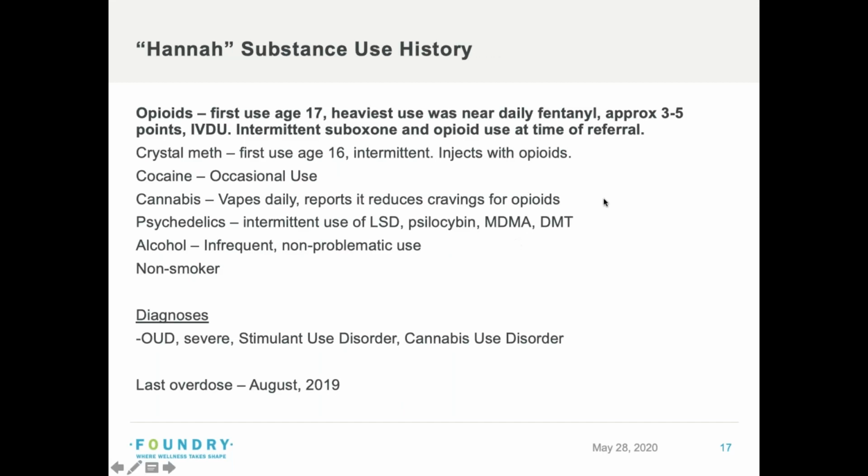So Hannah's substance use history, she first used opioids at age 17, and at her heaviest, she was using about 3 to 5 points daily IVDU. At the time of referral, she was using intermittent Suboxone and opioids. It was really kind of confusing what she was doing.